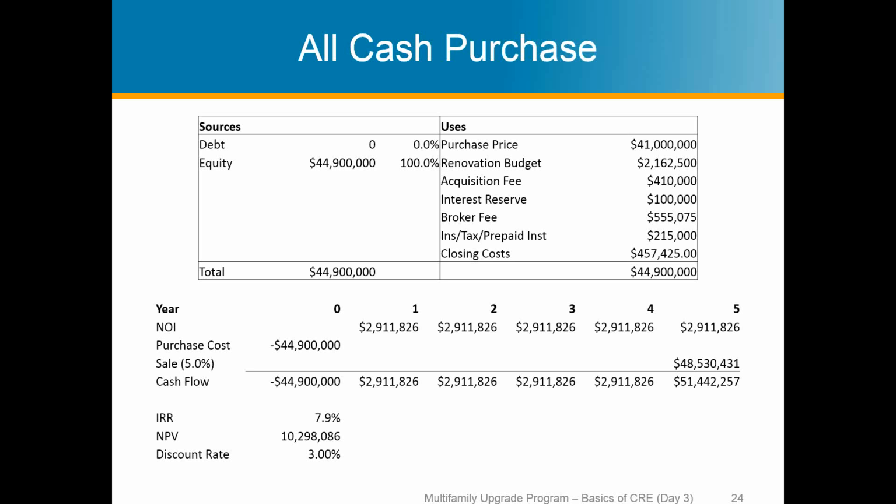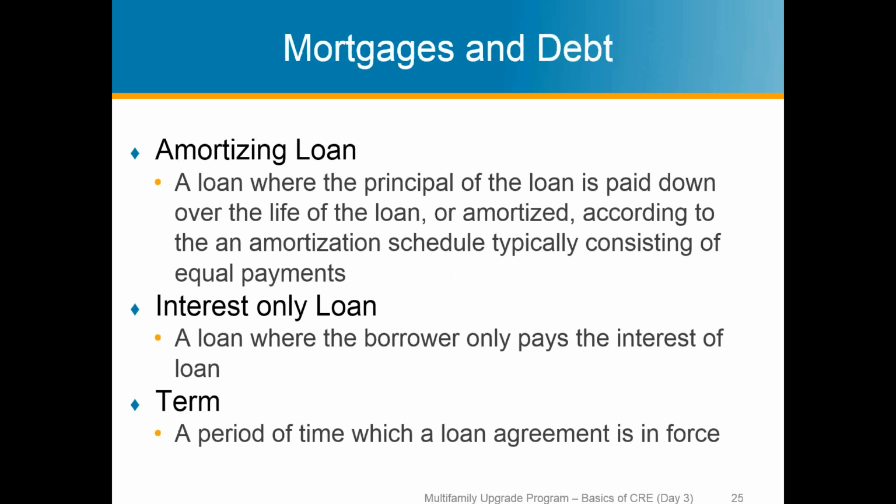Okay. So let's go into leverage and debt. So for those of us who've been fortunate enough to buy a house, we get debt. We get a loan from a bank. So typically there are a few types of loans. There's an amortizing loan. What the amortizing loan is, it's where the principal of the loan is paid down over the life of the loan or amortized according to the amortization schedule, typically consisting of equal payments.